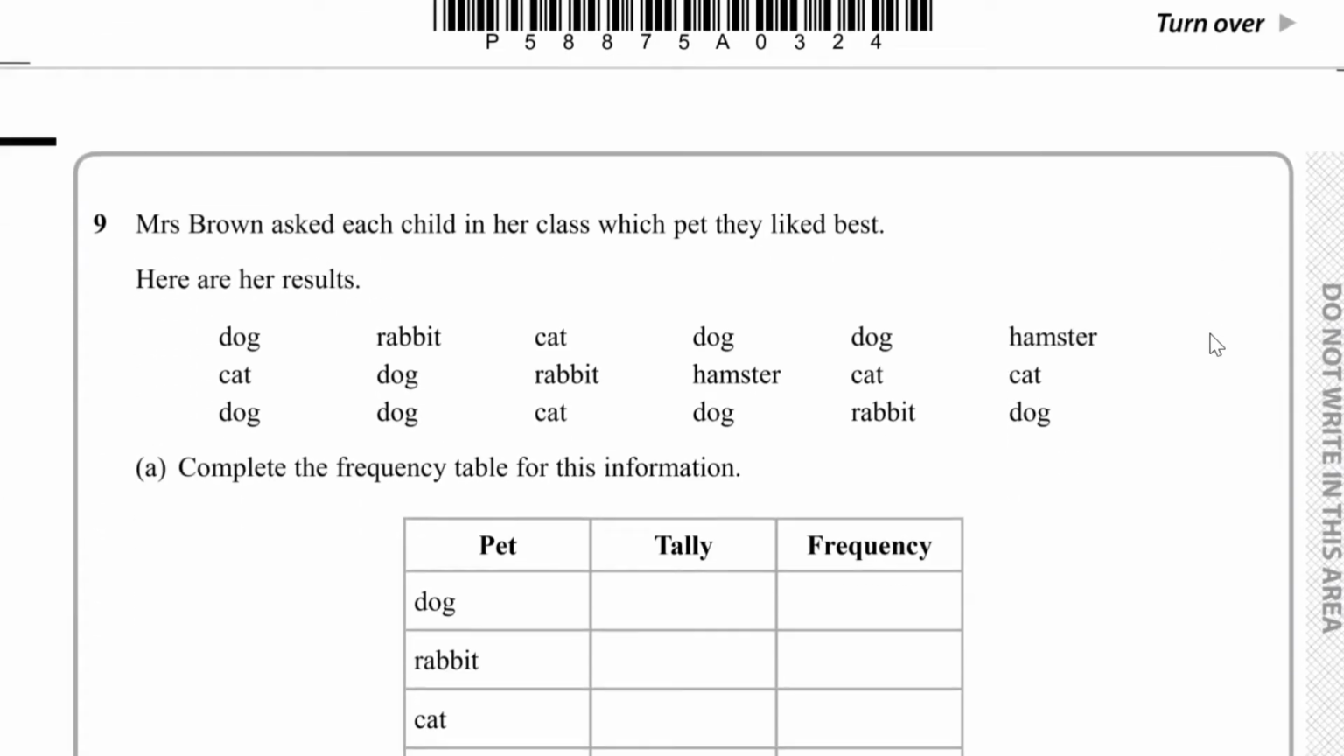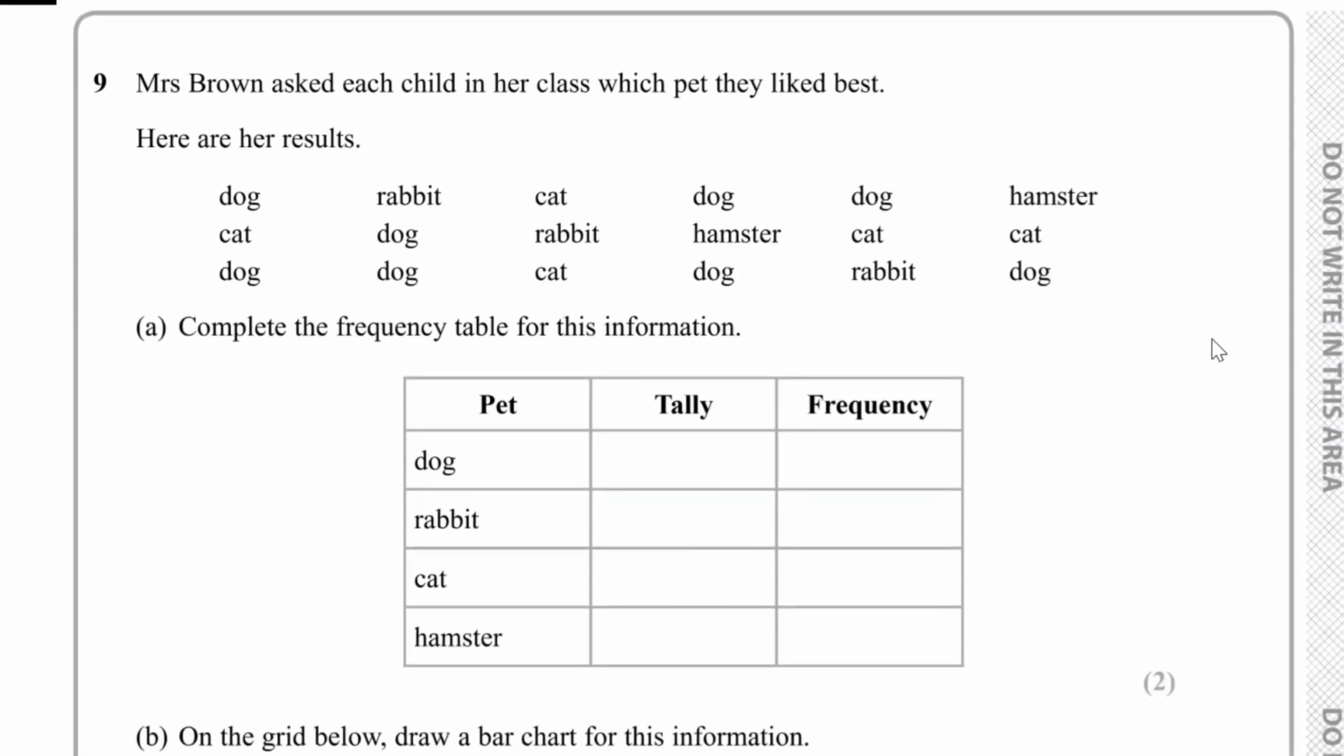Now, for question number 9, Mrs Brown asked each child in her class which pet they liked best. So we have our results shown here, and we have to complete the frequency table for this information. So what we see over here is we have to work out a tally and then the frequency.